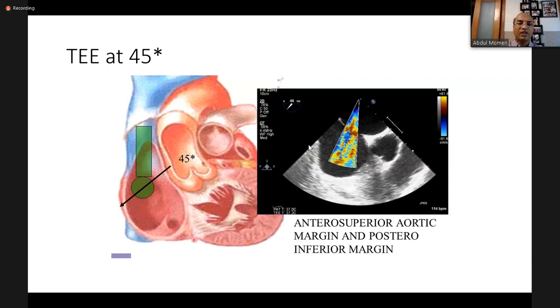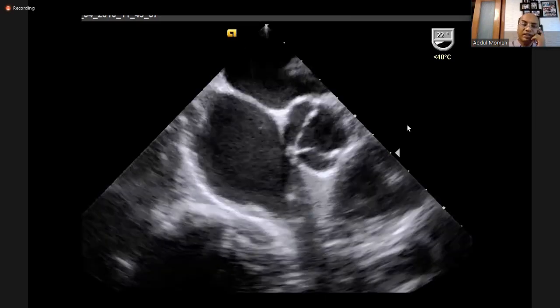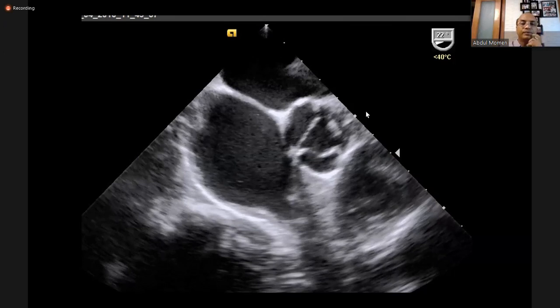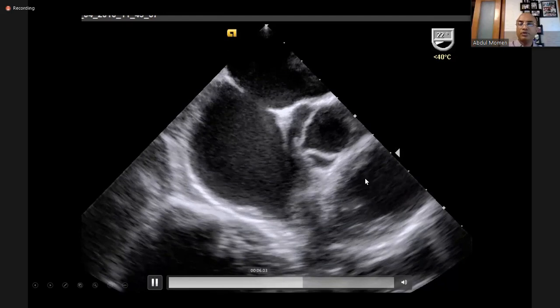So this is our short axis view. If we stop here, this is the aorta. This is the aortic rim. This is the posterior inferior rim. This is the ASD. Excellent view of the rims. This is the aorta, aortic rim, posterior inferior rim. So this is the aortic rim, and this is the posterior inferior rim.